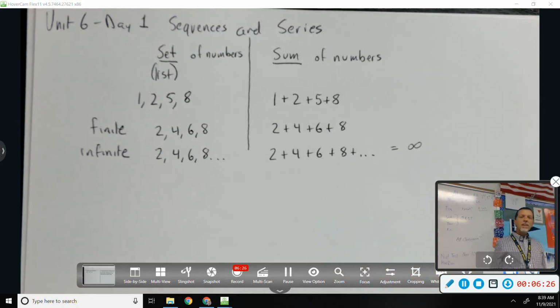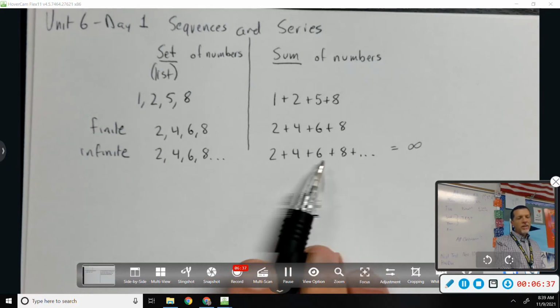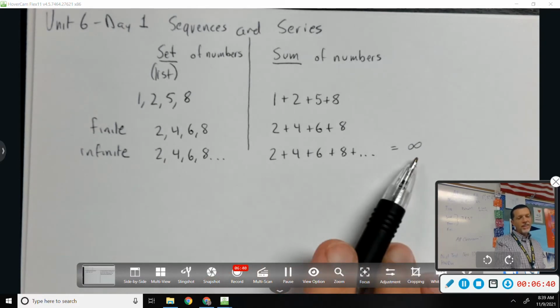Now, we'll get to this later. We may do this Thursday when the observer is here. It might blow her mind too. There is a way to add an infinite number of positive numbers and not get infinity.